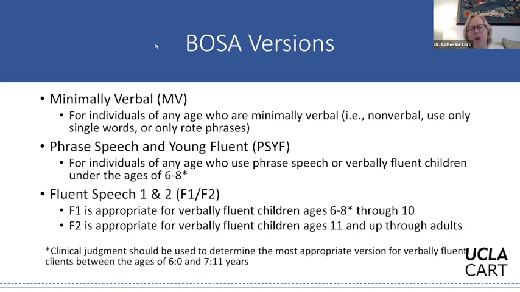And basically it could go up to as old as age 8, but definitely you need to use this under age 6. Between 6 and 8, you could decide, depending on the sophistication of the child, if you want to use this or the version for fluent speech. This would be scored for the kids with phrase speech on module 2 of the ADOS, and for kids who have fluent speech, you would score it on module 3.